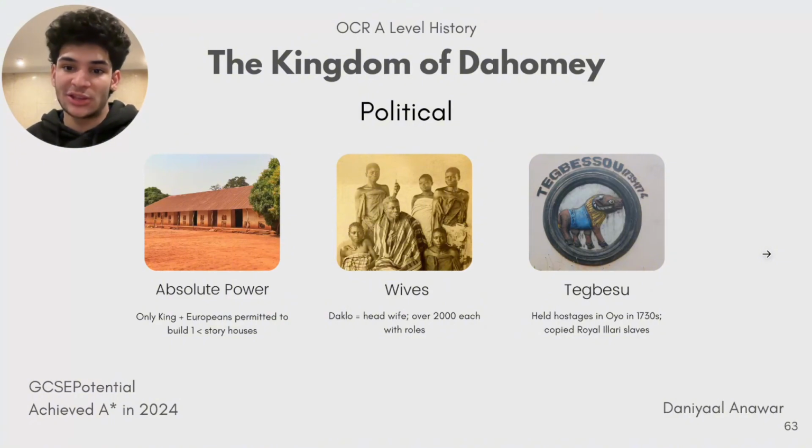And then finally, Tegbesu. He was a bloke. He was held hostage in Oyo in 1730s. And from that, he learned about the political structure of Oyo. And one of the things he did was copy the idea of royal Ilari slaves.